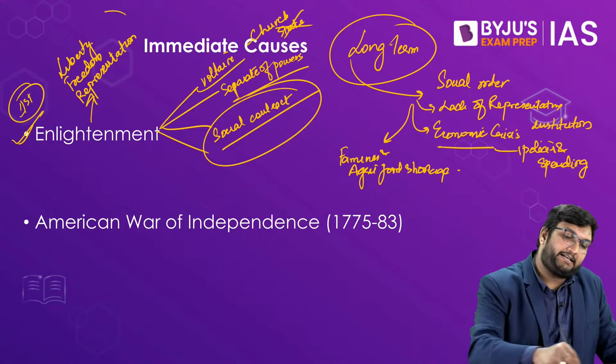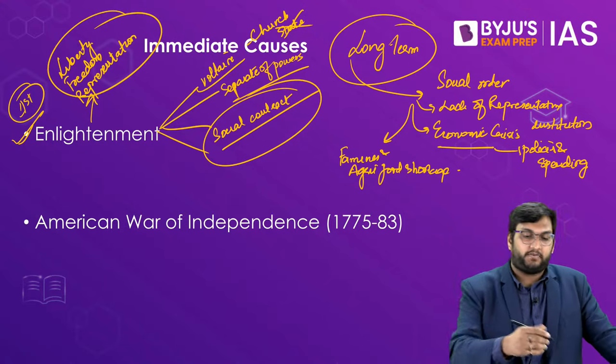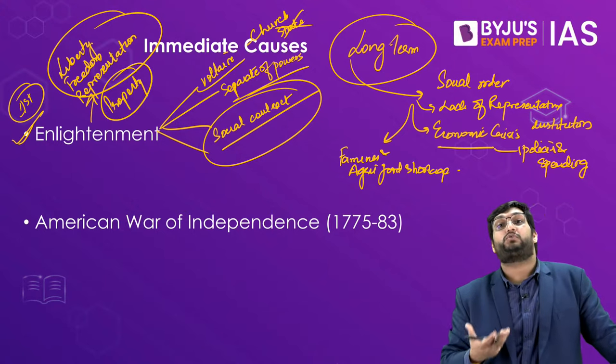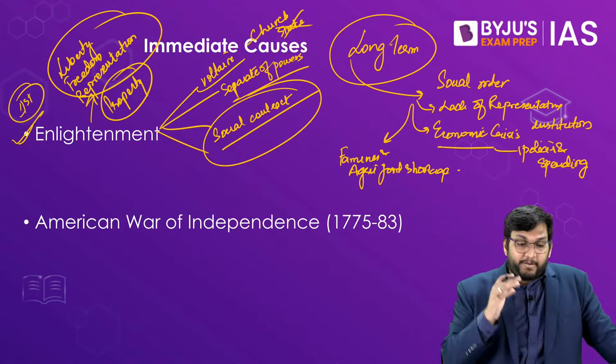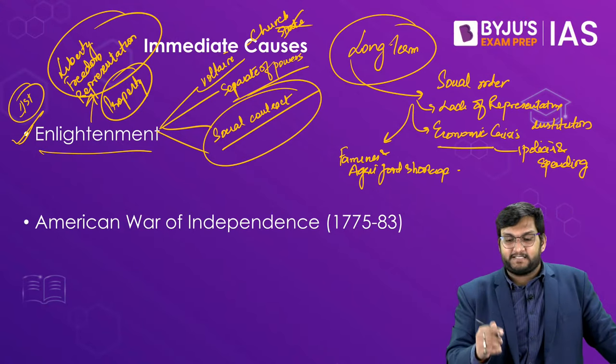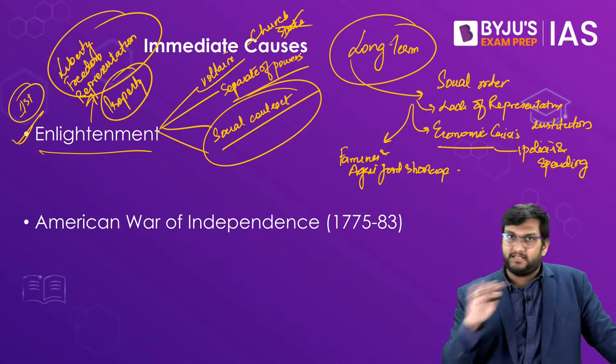The fact that these are basic rights. The fact that property needs to be protected. The fact that there has to be a constitutional form of government, Montesquieu said. So basically, the Enlightenment will change the way people think. That is why the same situation will not remain for a very, very long time.